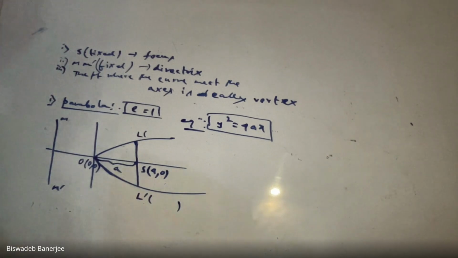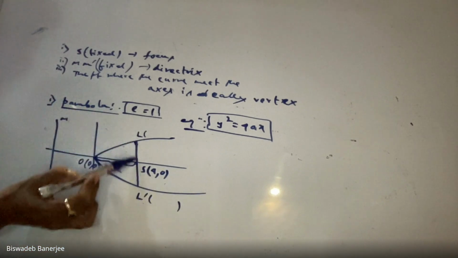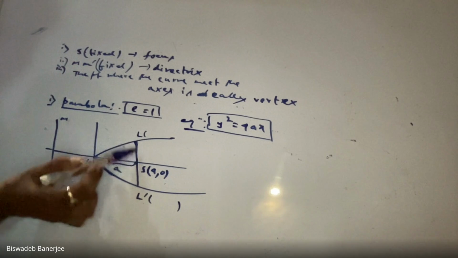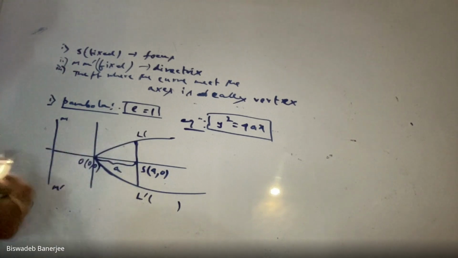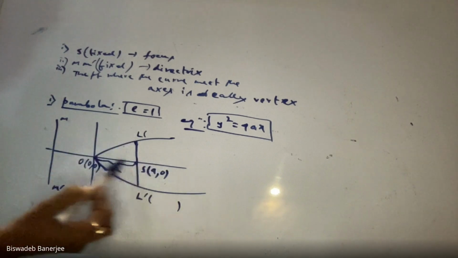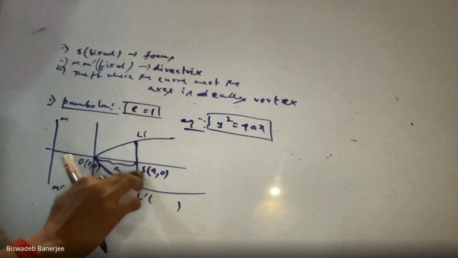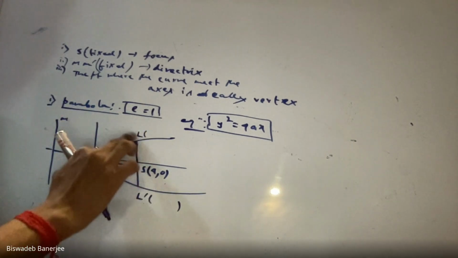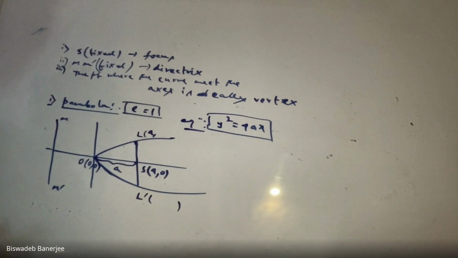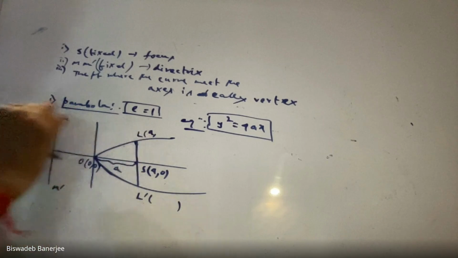See that for L, my value of x is a, because L and S are perpendicular. This point is just above the point S. So L is perpendicular to S, because LS is perpendicular on this axis. So if the coordinate of S is a, the coordinate of L will also be a. Obviously, it's very clear from the diagram.